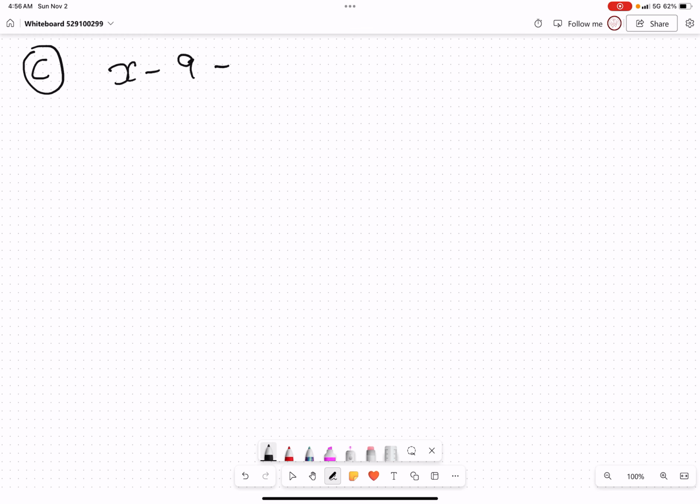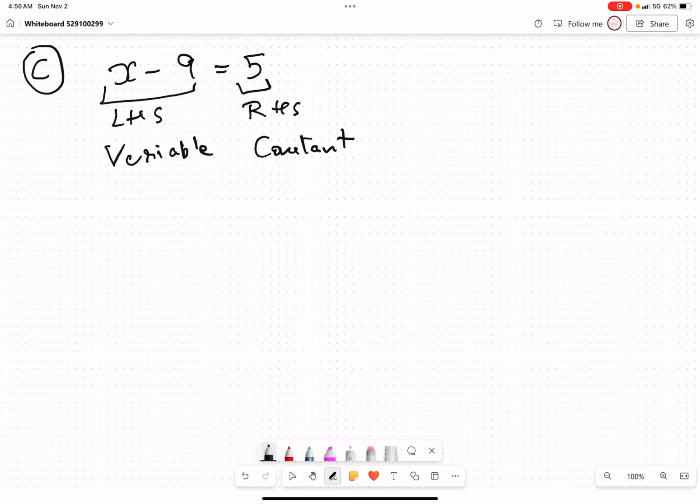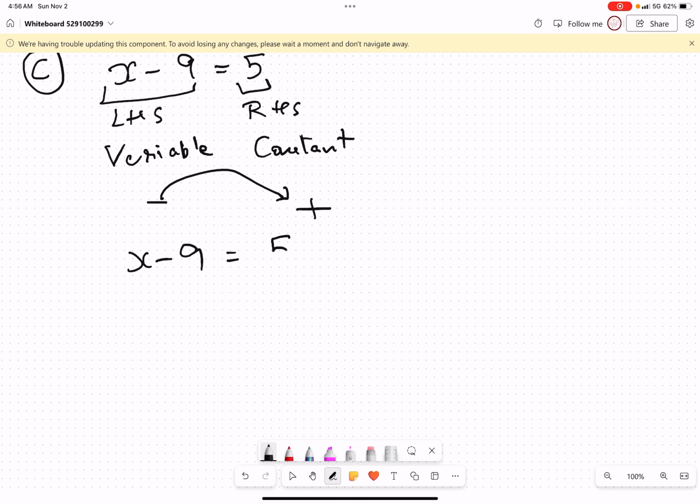x minus 9 equals 5. Again, two parts to it: left hand side, right hand side, variable on the left hand side. On the right hand side, it will be a constant. Since you have a negative number on the left hand side, when it goes to the right hand side, it becomes positive.